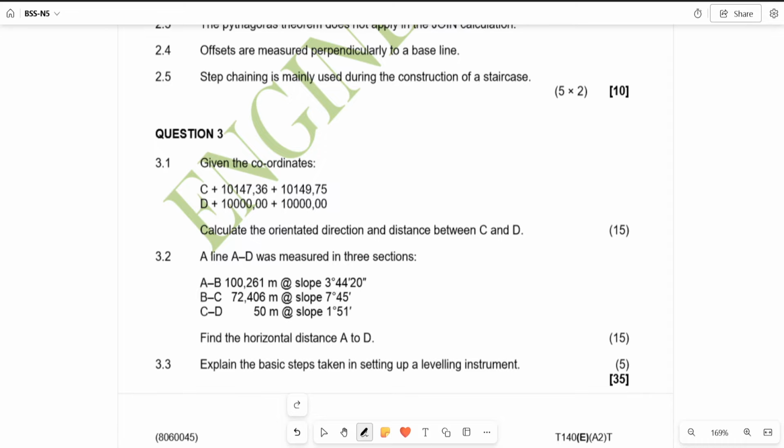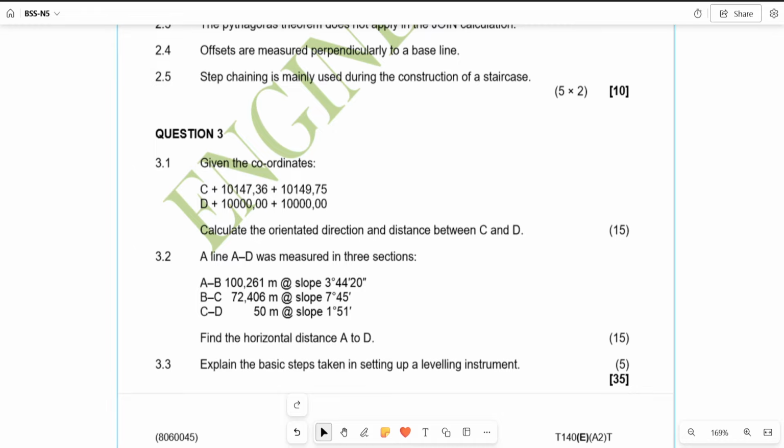And then step chaining is mainly used during the construction of a staircase. Not really. Just because they're saying step chaining doesn't mean that we're dealing with stairs only. So again, guys, that is already 6 marks. You can pass this with more than 50%.